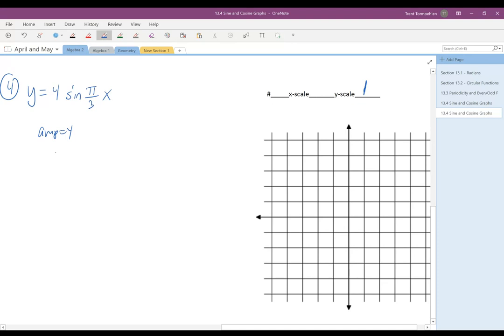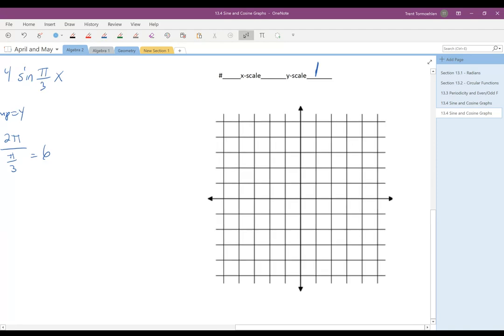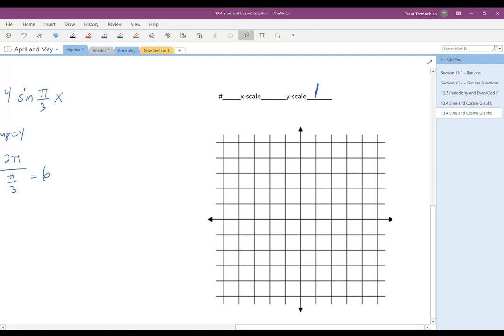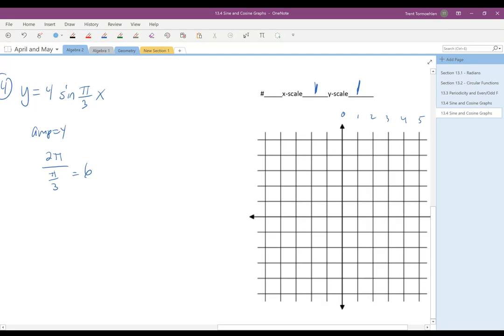Our period is going to be 2 pi over pi over 3, which equals 6. And so since our period is 6, if we divide that by 4, we'd be doing an x scale of 3 halves, which you could do if you wanted. But if you don't want to do 3 halves, which is kind of an odd scale to make, you could just do 1. So if we made the x scale 1, then we'd have 0, 1, 2, 3, 4, 5, 6. If you did it like that, then the maximum point is going to happen at 3 halves, and then back to 0 is going to be at 3, and then 4.5, and then 6. Or you could, again, make the x scale 3 halves and graph it that way.